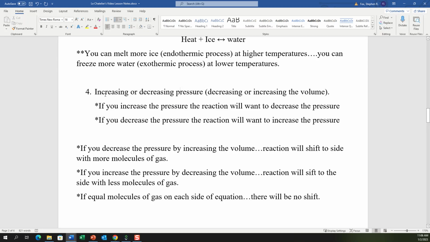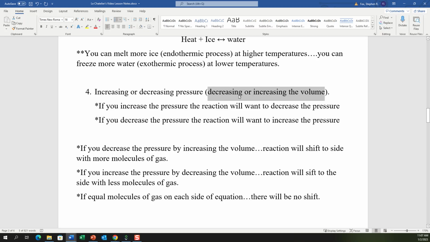A lot of times you're not going to be told that you've increased or decreased the pressure. What you're going to be told is that you decreased or increased the volume. So you have to remember that pressure and volume are inversely proportional. Let's imagine you have a reaction where the reactants are gases and the products are gases, so in your reaction container you just have a bunch of gas particles. If you increase the pressure, the reaction is going to try to decrease the pressure. If you decrease the pressure, the reaction is going to try to increase the pressure.